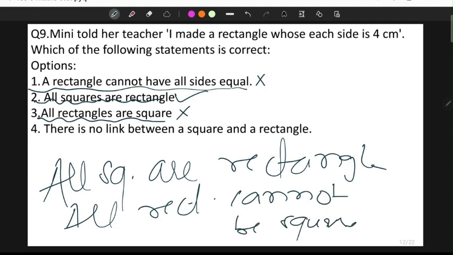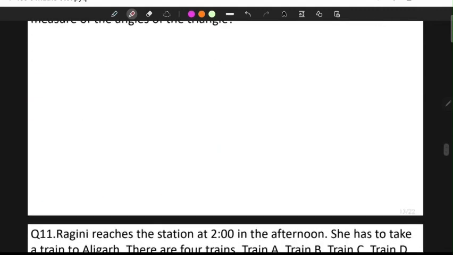So this is again a wrong statement. Moving on to the fourth statement. It says there is no link between a square and a rectangle. This is also a wrong statement, because there can be a link between them. So which of the following statements is correct? Option number two, all squares are rectangles, is the correct one. The rest of the options are wrong. Moving on to the next question now.